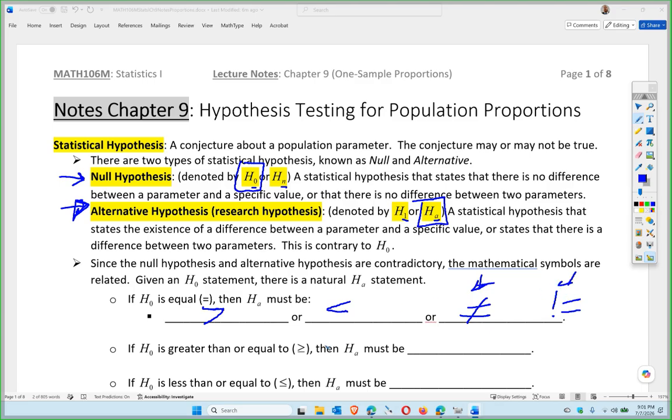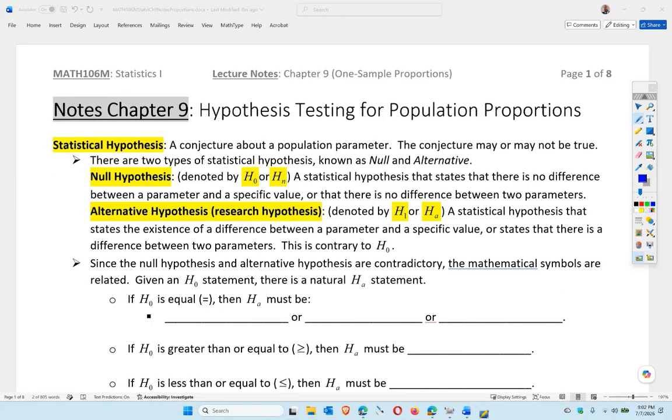If the null hypothesis is greater than or equal to, then the alternative must be less than, right? And if the null is less than or equal to, then the alternative must be greater than. It's the alternative argument, essentially. Okay, all right, so let me copy this.